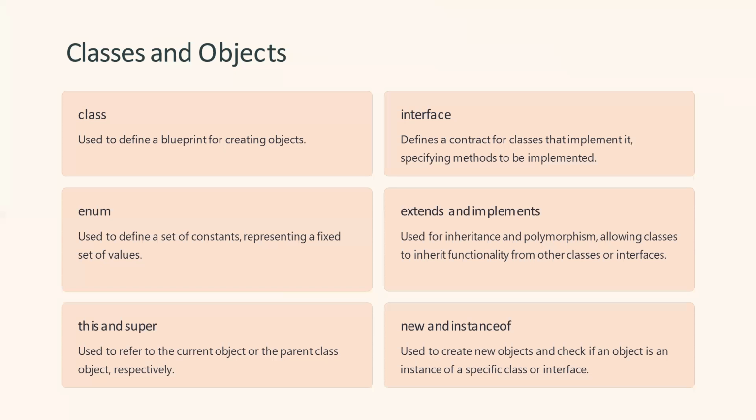New and instanceof are used to create a new object and to check if the object is an instance of a specific class or interface. How we can create objects, we are going to see in upcoming videos. So these are the keywords to create objects in Java. The new keyword is the one we use most frequently to create objects in Java. There are different ways to create objects in Java, and I have created one video on how many ways we can create objects in Java, which you can see on our channel, guys.